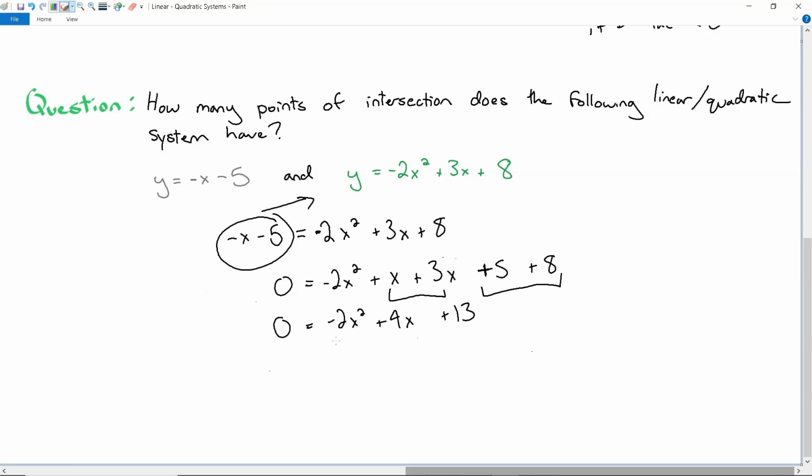Okay, I have a nice looking quadratic. I've got my a, my b, and my c value. Let's take a look at what our discriminant is going to look like. So B is a 4, A is a -2, and C is a 13.